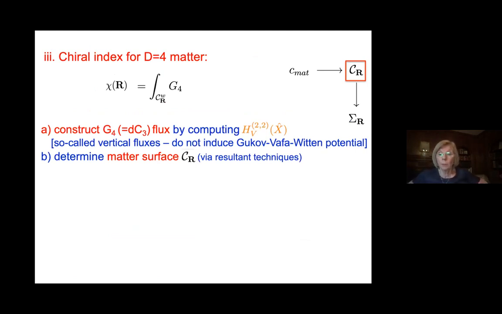Now, to obtain the chirality, we definitely have to put in flux. So this will be a flux that does not induce a superpotential for moduli and sits in the vertical middle cohomology. And integrating this four-form flux over the matter surfaces determines the chirality for a particular matter representation.